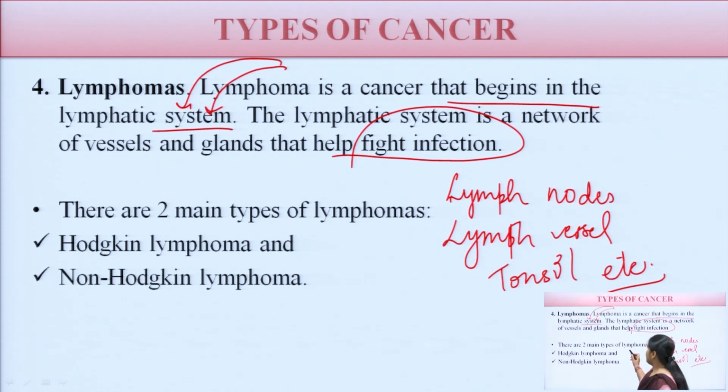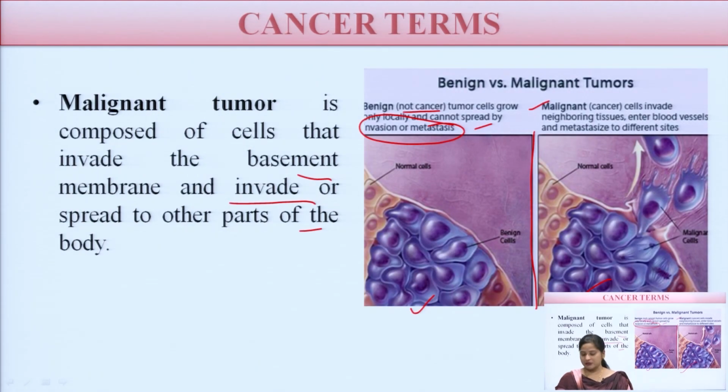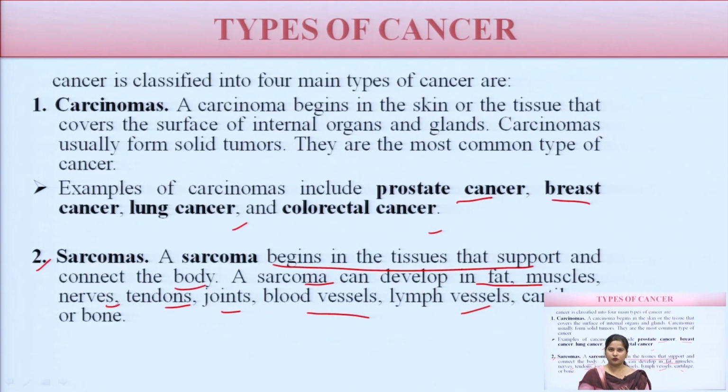Now, there are two main types of lymphomas, Hodgkin lymphoma and non-Hodgkin lymphoma. So these are the classifications of cancer. Carcinoma is a cancer which originates on the surface of the skin or the surface of the visceral or internal organs. Sarcoma is a cancer which commonly occurs in the connective tissues or supporting cells. When the supporting cells get damaged, the entire system of the body is damaged.